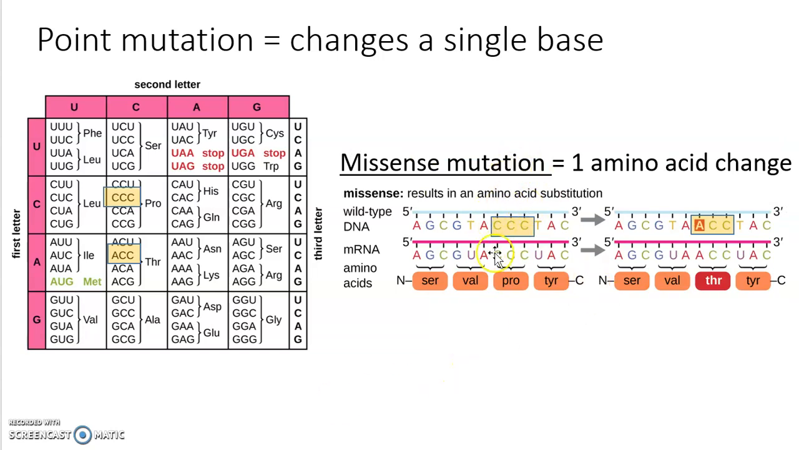And here we have the CCC in the message is getting changed to an ACC. So there is one single base change. That first C is now changed to an A right there. And if we go over to our codon table and look at this, there is our original codon right there with the CCC, and that is being changed to this ACC, which codes for the amino acid threonine instead of the amino acid proline there. So here this is causing a missense.